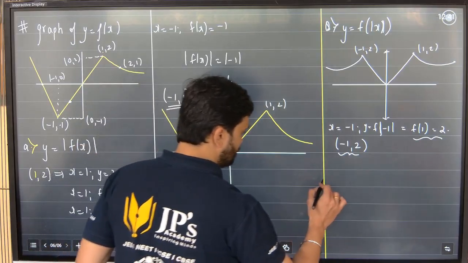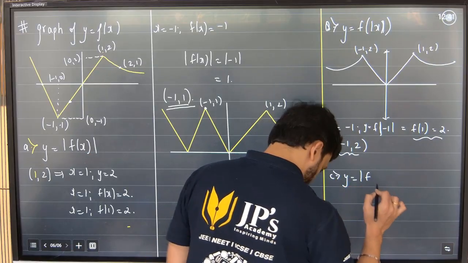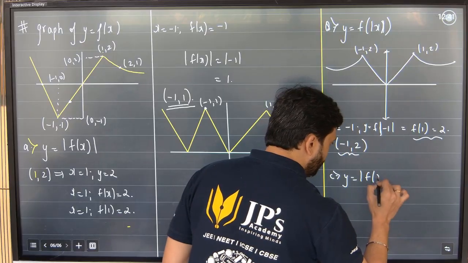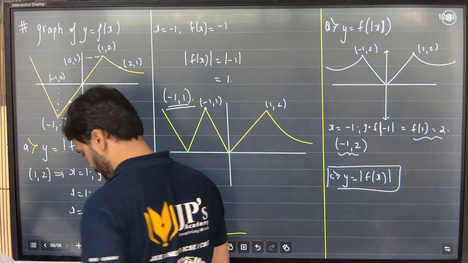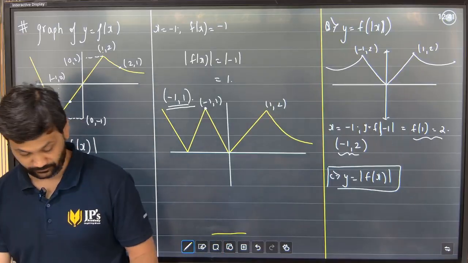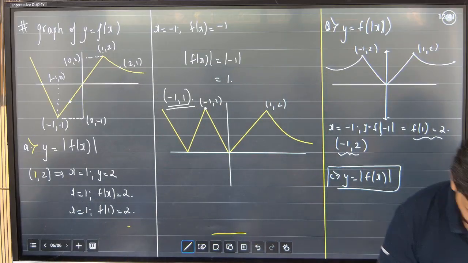You will take this sum as homework. y is equal to mod of f of x. This is the homework. ये तुम लोग घर पे ट्राई करोगे. y is equal to mod of f of x. ठीक है. This is the sum that you will try at home.